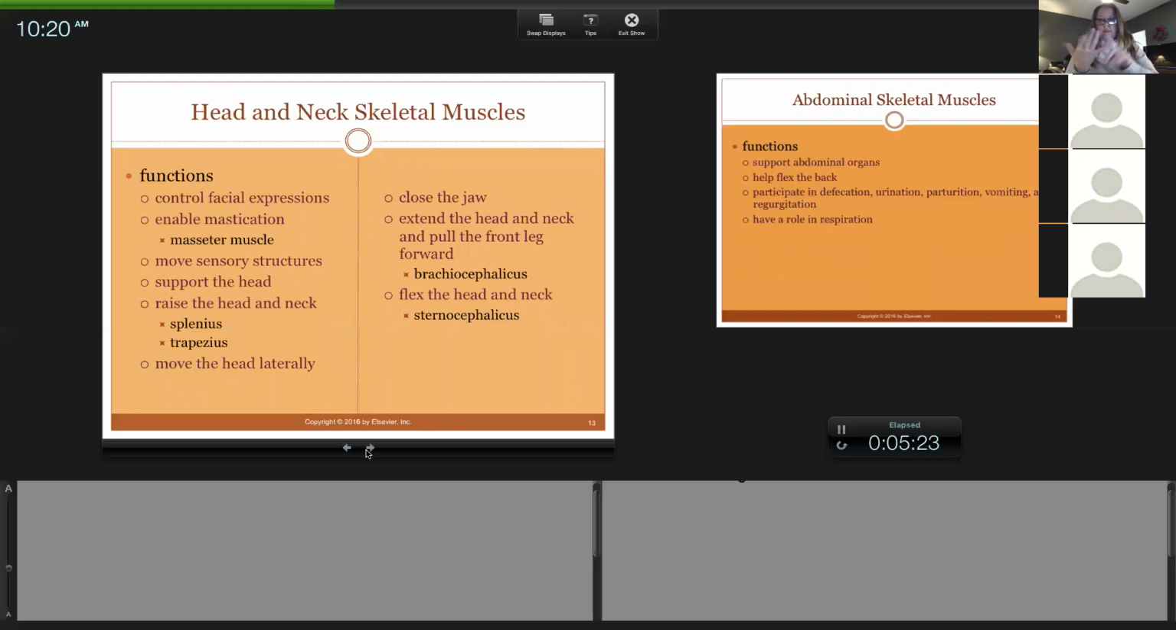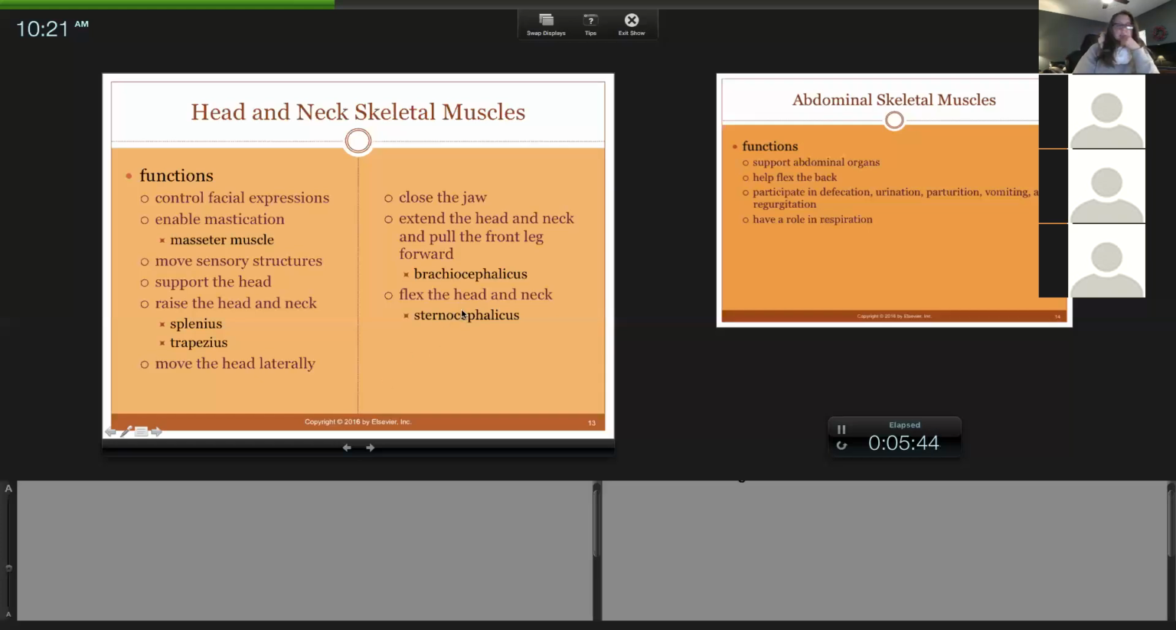Extend, flex, adduct, or abduct. When I talked about the four actions that it can have on a limb, it's either going to adduct it, abduct it, flex it, or extend it. But it always pulls from insertion more towards the origin site.